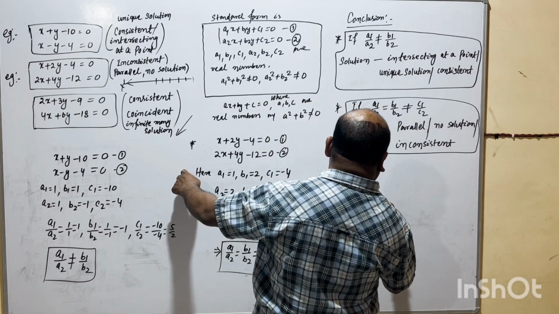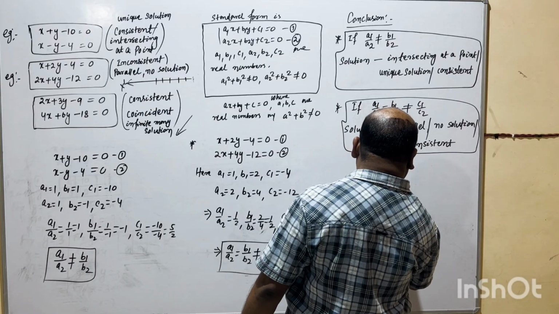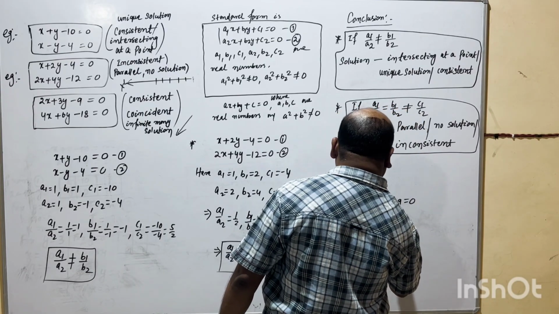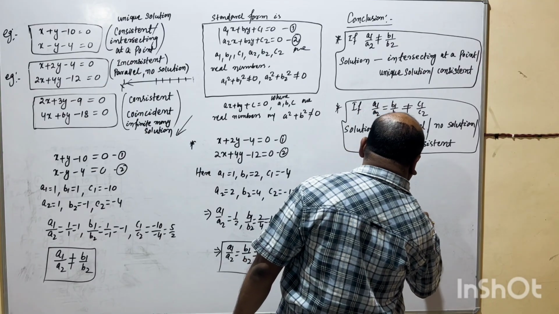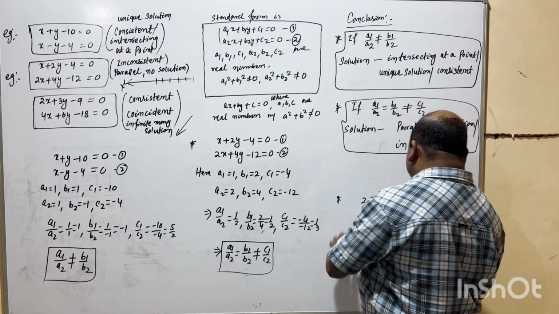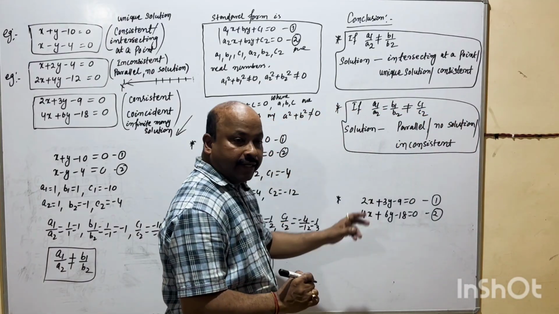Third pair of linear equations in two variables. 2x plus 3y minus 9 equal to 0, and 4x plus 6y minus 18 equal to 0. Equation 1 and equation 2. Comparing the coefficients, what do you get?